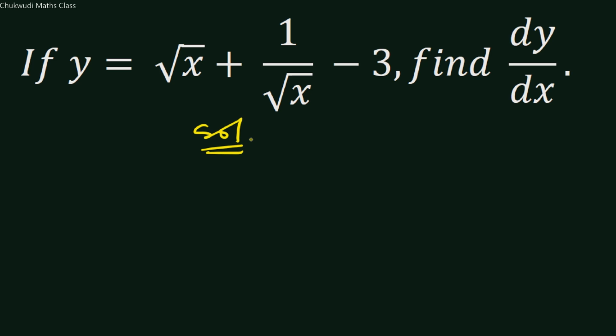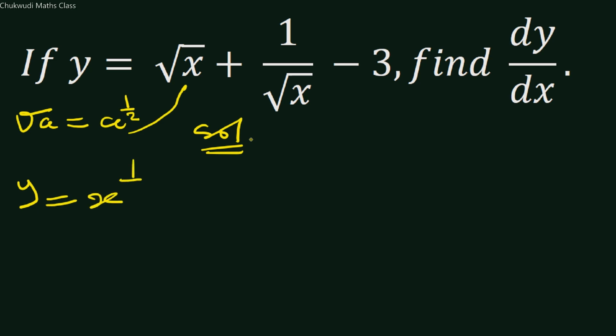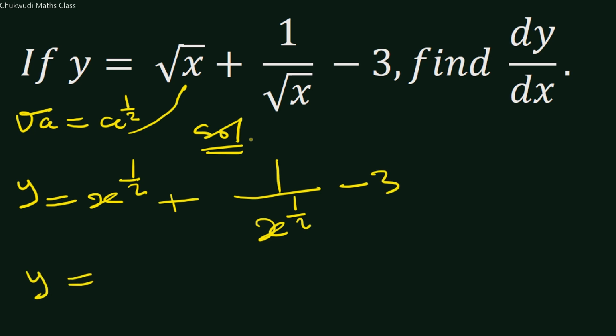Solution. You remember the formula, square root of a is equal to a raised to the power 1 over 2. Let's apply the formula here so that we have y is equal to square root of x, which is x raised to the power 1 over 2, plus 1 over square root of x, that is x raised to the power 1 over 2, minus 3. So y is equal to x raised to the power 1 over 2 plus, if you remove this reciprocal, we introduce a negative sign so that we have x raised to the power minus 1 over 2, minus 3.